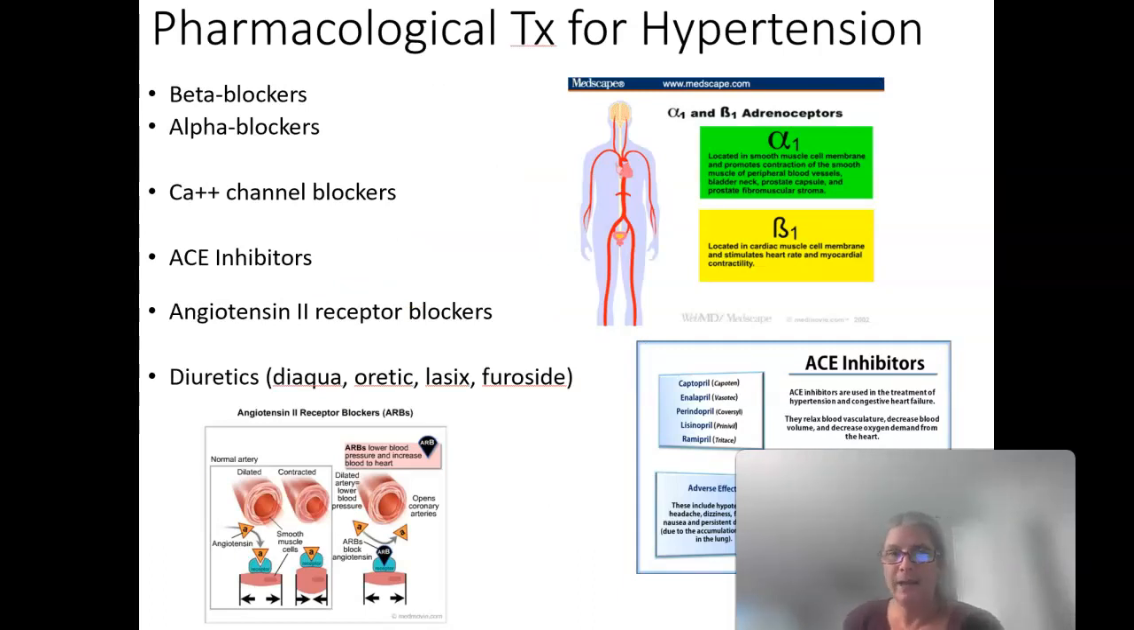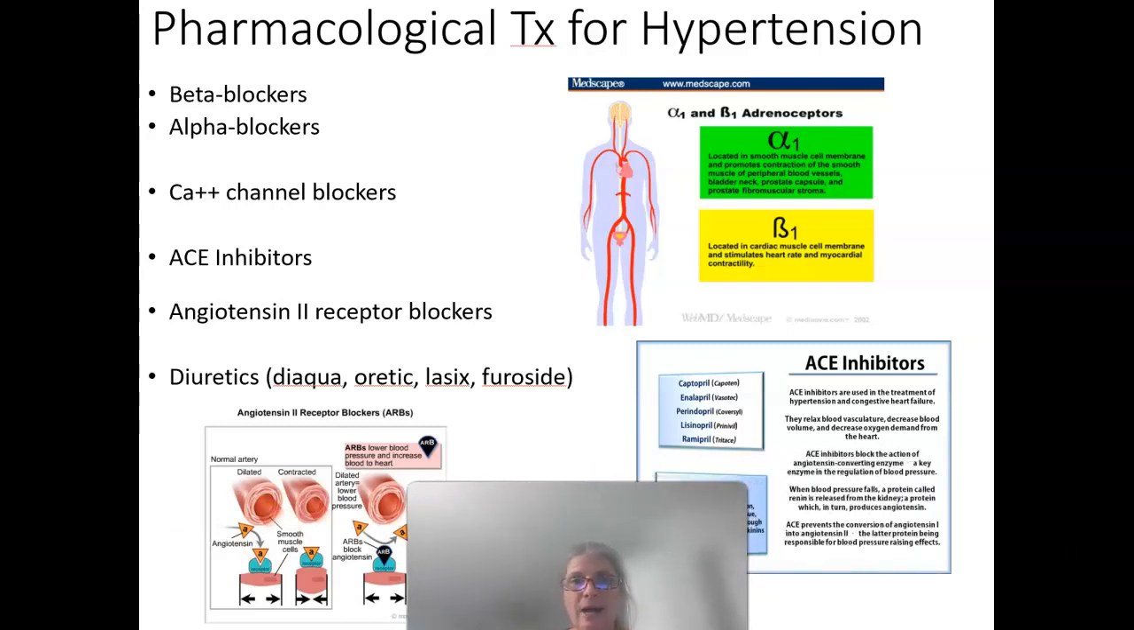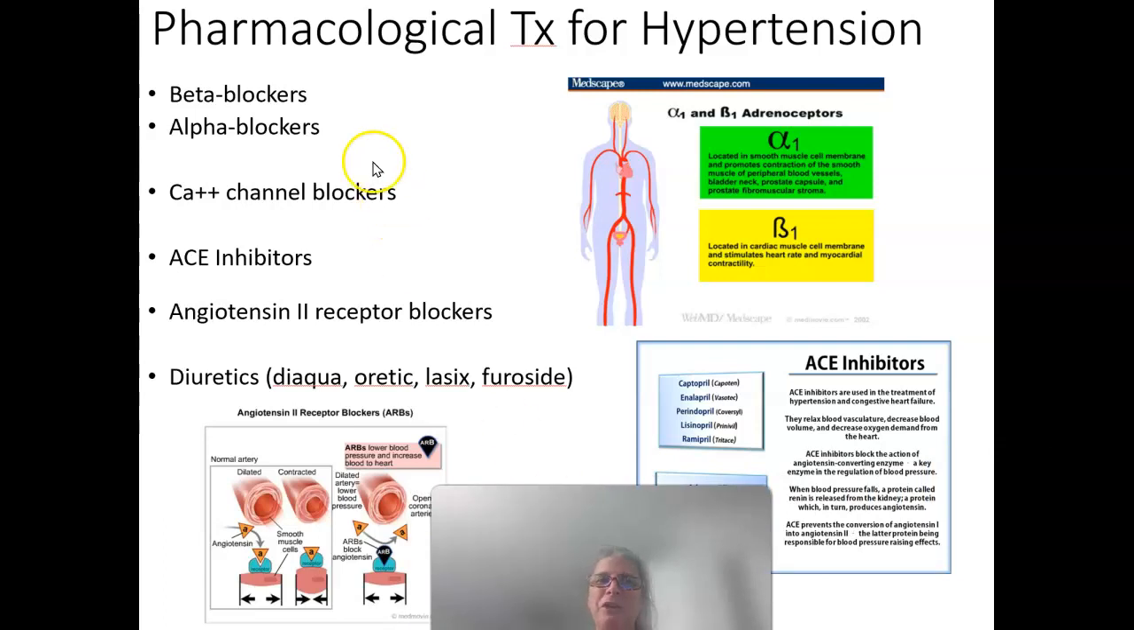So most of these meds are meds that we use when we treat, we've already looked at this, for heart disease. So we have beta blockers, alpha blockers, calcium channel blockers, ACE inhibitors, angiotensin II blockers, and diuretics. So these are the main categories out there.